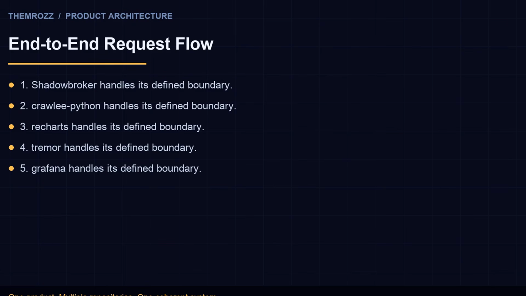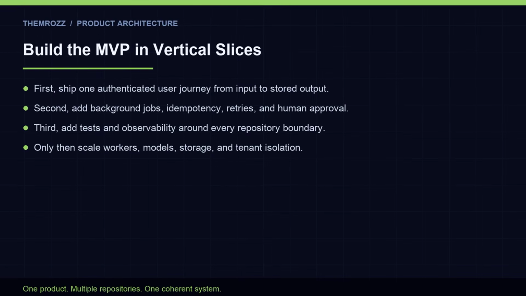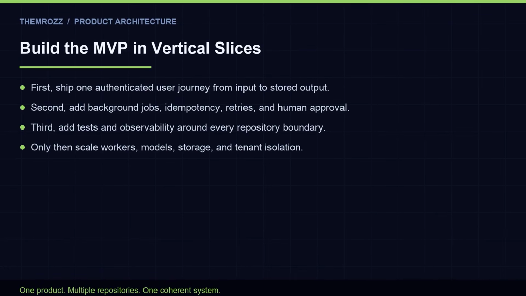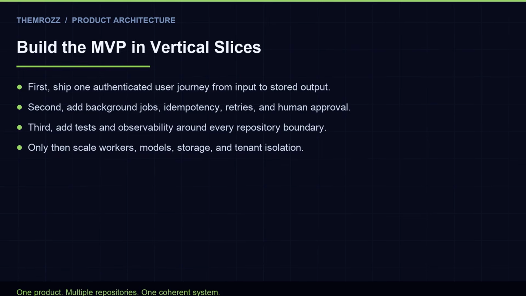Security test the deployment by attempting to SSRF through Shadowbroker's backend. Verify that the proxy blocks all unexpected outbound requests. Finally, train the team on Grafana's alert annotations to correlate attack patterns with asset changes. Keep the feedback loop tight.